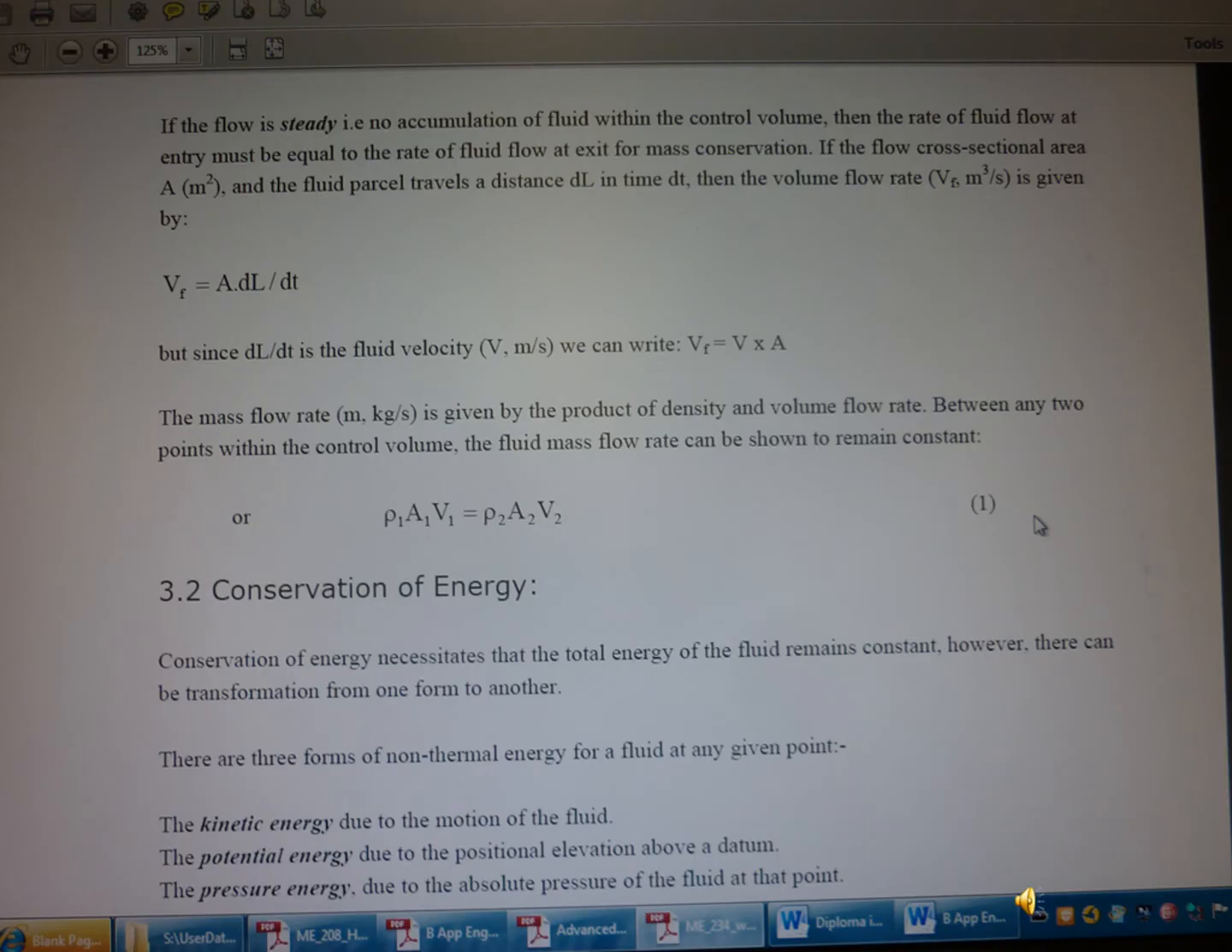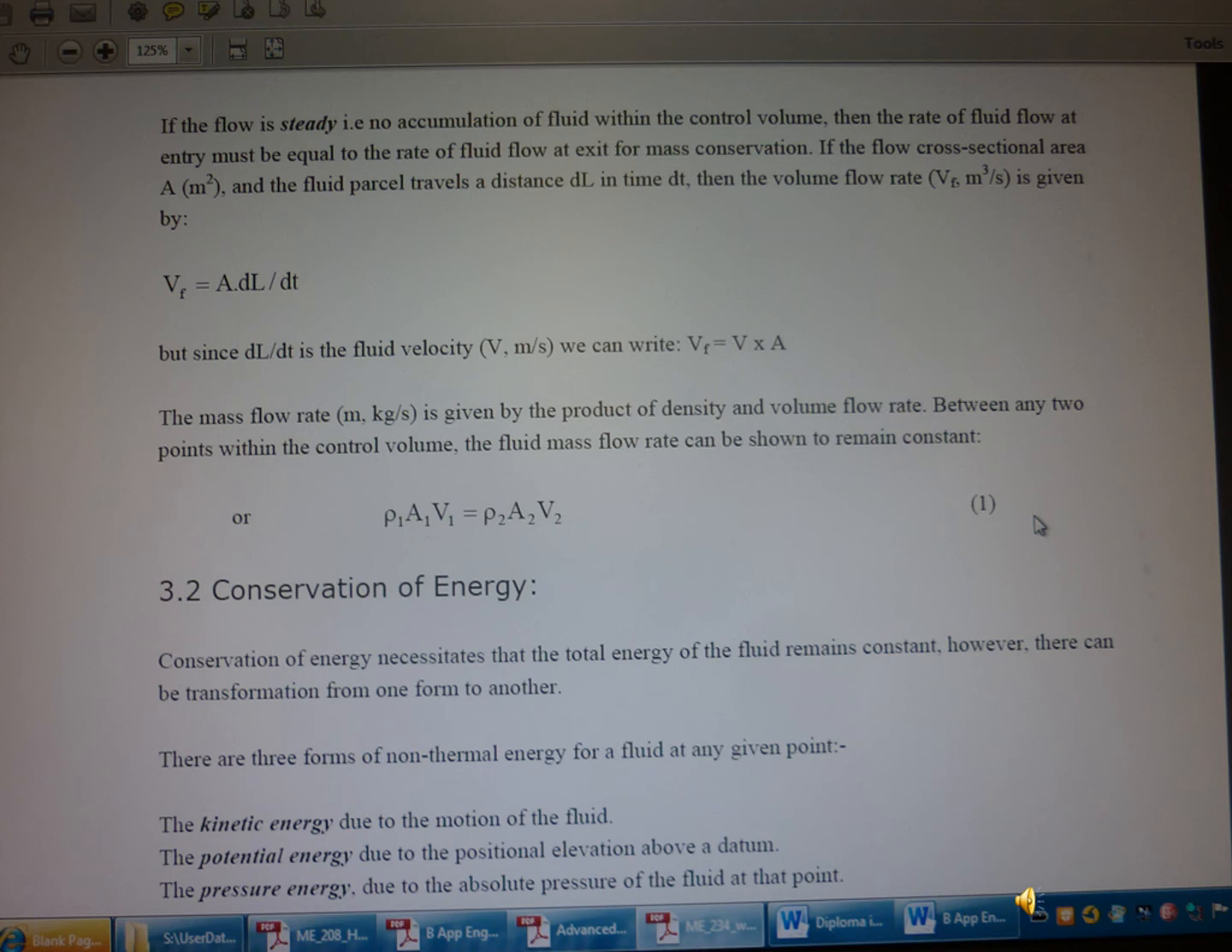And if the flow is steady and there is no accumulation of fluid within the control volume, then the rate of fluid flow at the entry must be equal to the rate of fluid flow at the exit for mass conservation. If the cross-sectional area is A and the fluid passes and travels a distance dx, then the flow rate can be given as V̇ = A dx/dt. So dx/dt is a velocity, so V̇ is V multiplied by A. And therefore we write the equation that the mass is constant: rho 1 A1 V1 equals rho 2 A2 V2. So this is the constant mass equation.